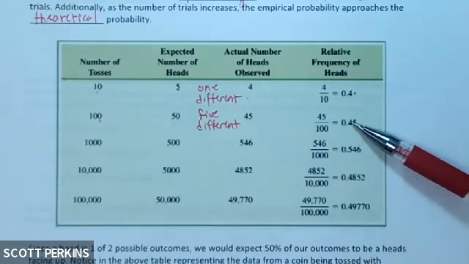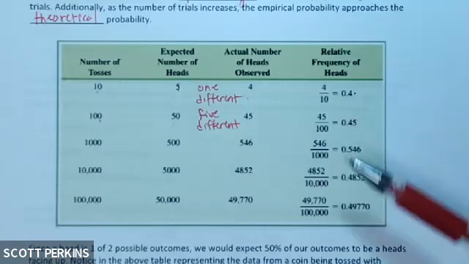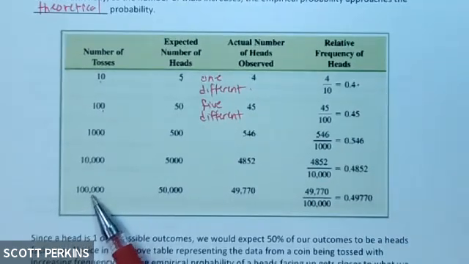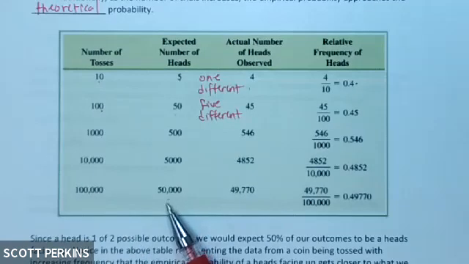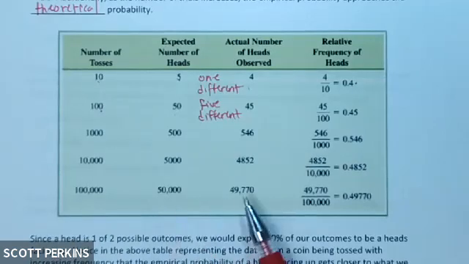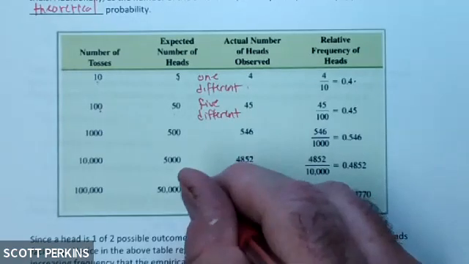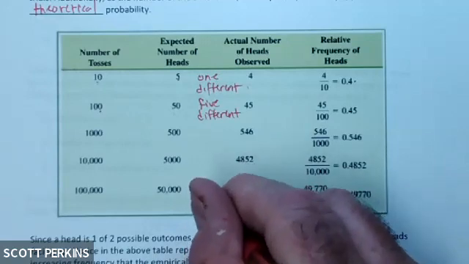Now, I'm not going to bore you, go through every line of this. I'm just going to skip down to the bottom. Okay, so we forced some student to flip a coin 100,000 times. We took their whole spring break to do it. We would expect 50,000 of those to be heads because there's only 2 possible outcomes. But this time we got 49,770. So we're still below what we'd expect. In fact, we're 230 below.